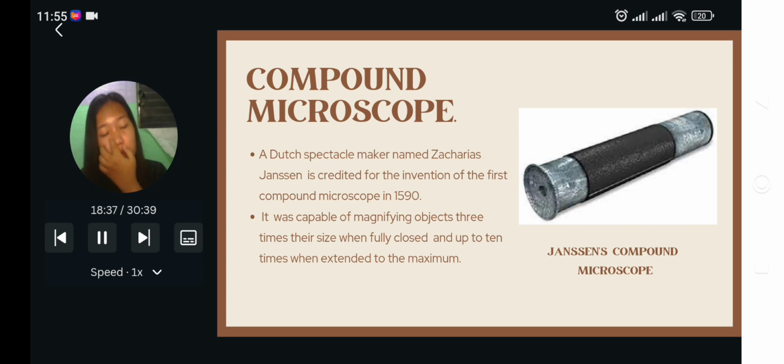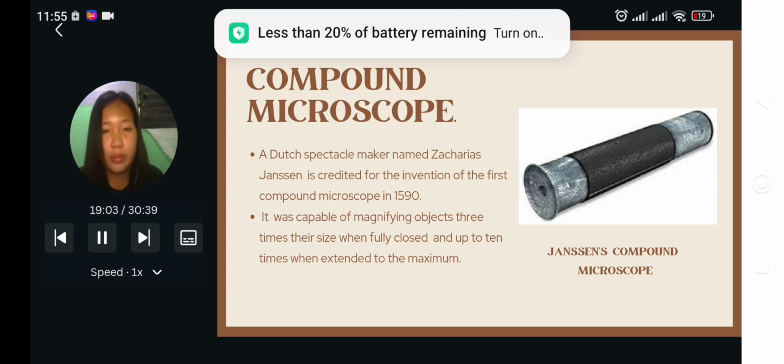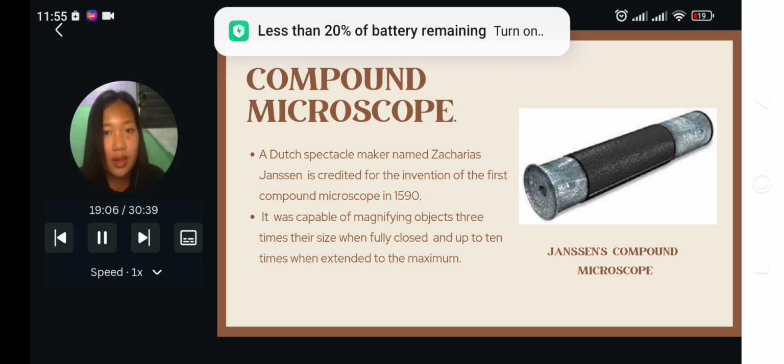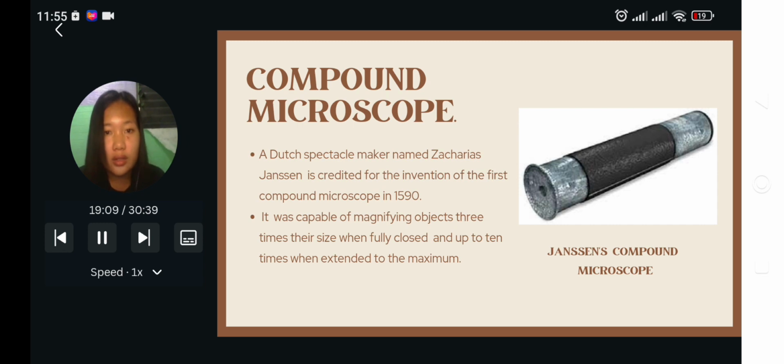One of the inventions during the modern ages is itong compound microscope. A Dutch spectacle maker named Zacharias Janssen is credited for the invention of the first compound microscope in 1590. So, ayan, naka-invent nito is si Zacharias Janssen. And together with his dad, Han Janssen, yung ginawa nila is pinag-combine nila yung mga lenses and then pinagpatong-patong nila yon, and then na-discover nila na kapag yung object ay mas malapit dun sa dulo ng tube, nakita nila na talagang mas malaki ito.